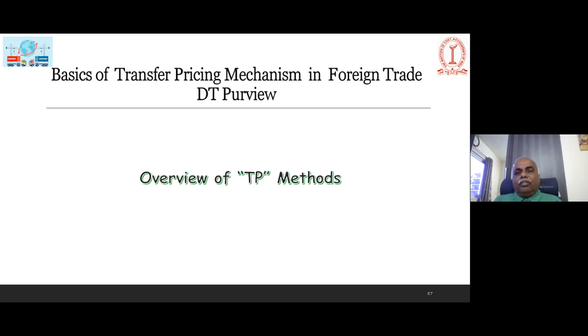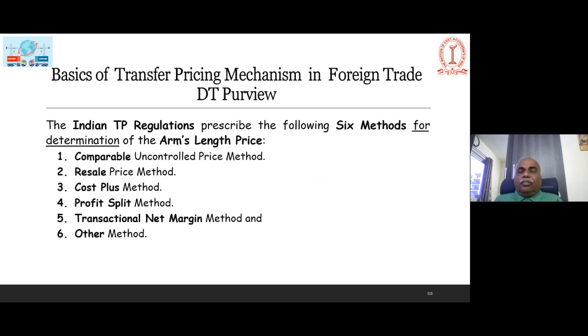Now, a simple overview of transfer price methods. What are the transfer price methods? The Indian transfer price regulation prescribes the following 6 methods for determination of arm's length price. One is the comparable uncontrolled price method. Second is the resale price method. Third is the cost plus method. Fourth is the profit split method. Fifth is the transaction net margin method. And the last one is other methods.